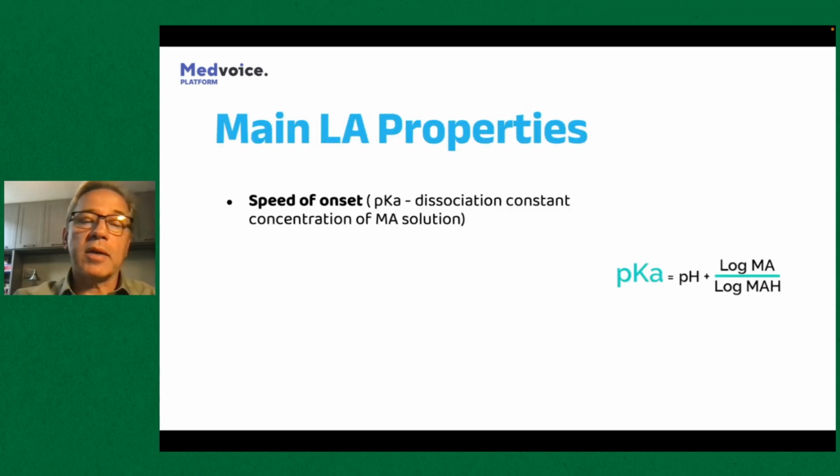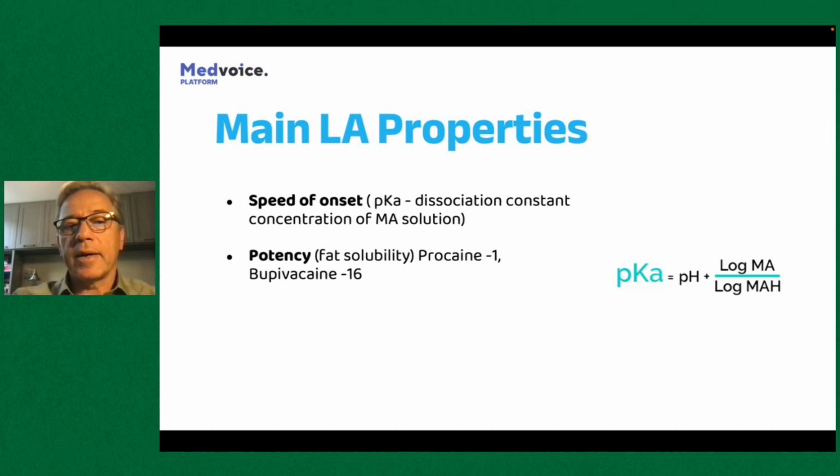Let's talk about the main properties of local anesthetics. As anesthetists, we are interested in three main properties of local anesthetics. We want to know how quickly the local anesthetic begins to work, what is the speed of onset, and that speed of onset is determined by this constant called pKa, which we'll speak about later in a little more detail.